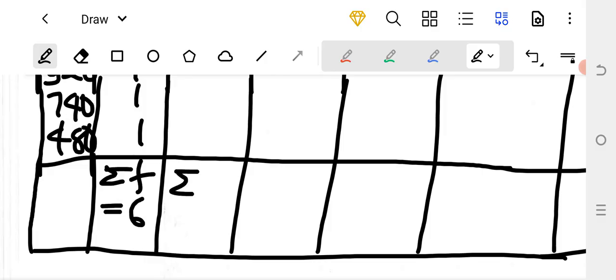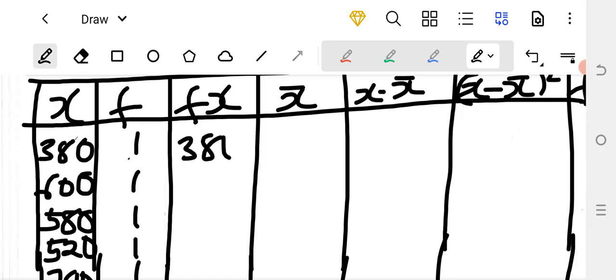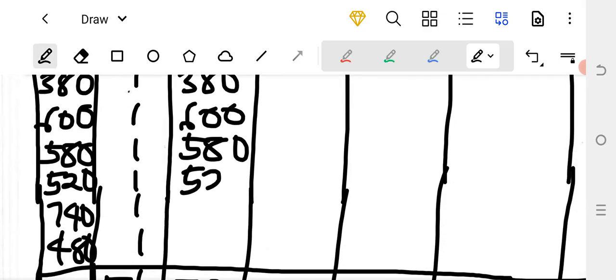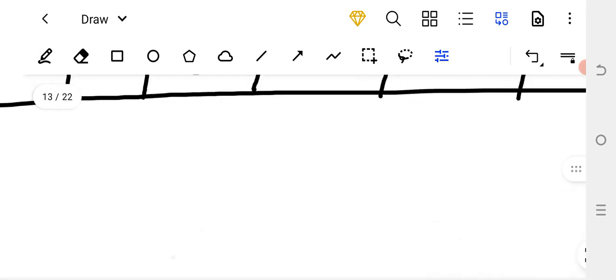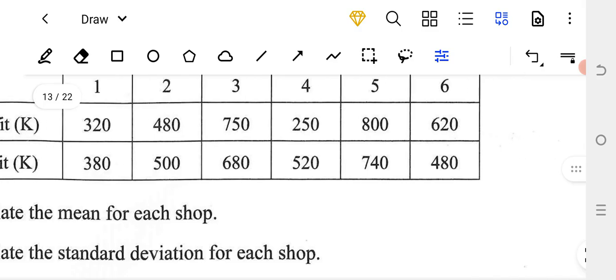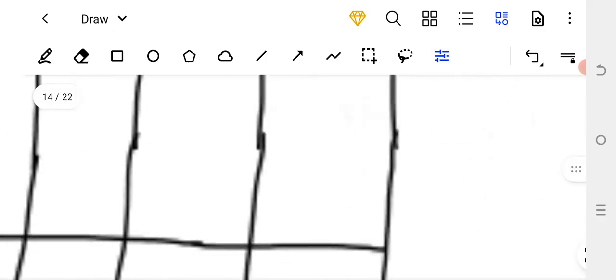Then here summation of fx being equal to a certain number. So it's going to be 380, 600, 580, 520, 740, and 480. Just to confirm, let me just see if the numbers are correct. 380, 600, 580, 520, 740, and 480. Okay.